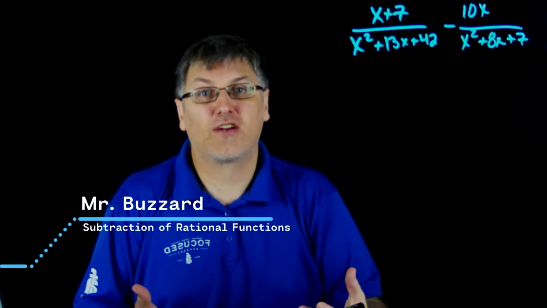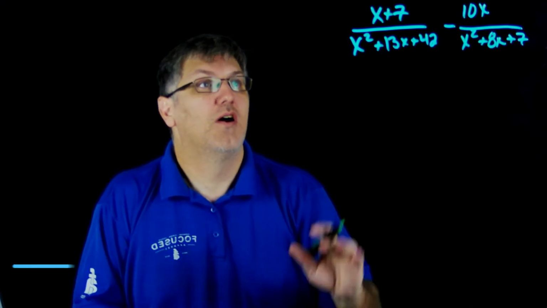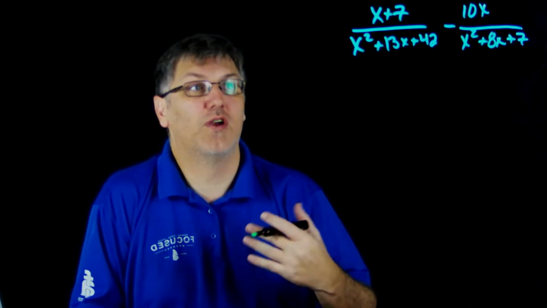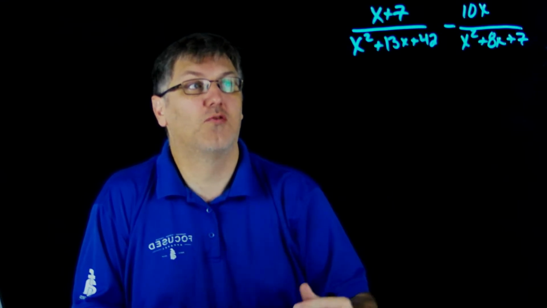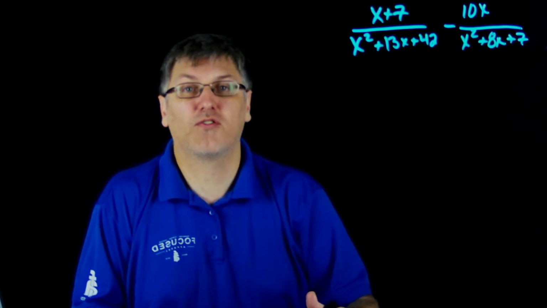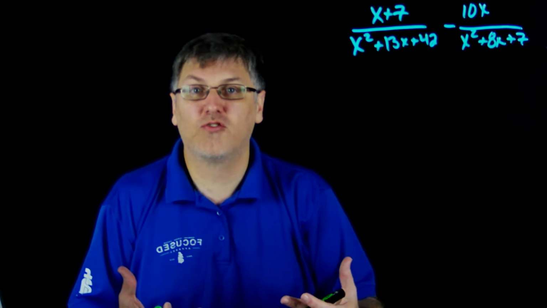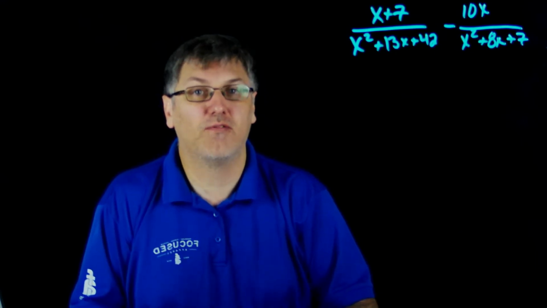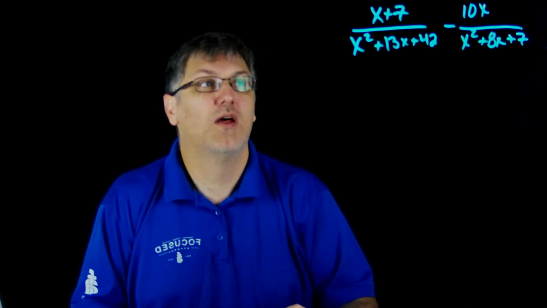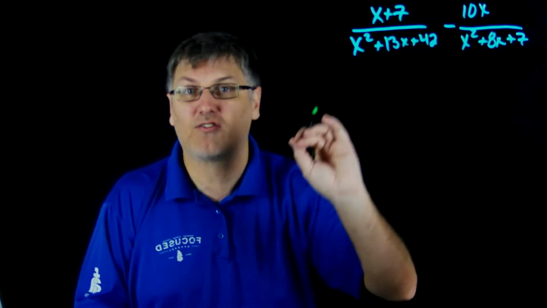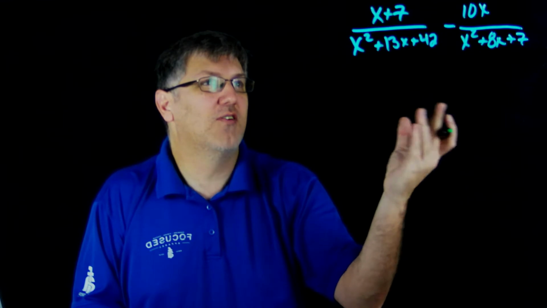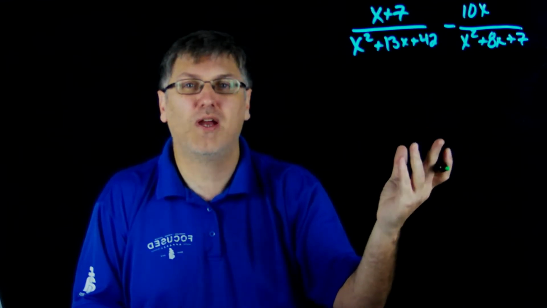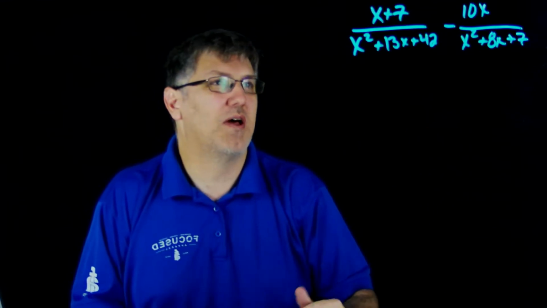So let's do subtraction of rational functions now. Here I have (x + 7) over (x² + 13x + 42) minus 10x over (x² + 8x + 7). Like all our other rational functions, we're going to have to factor everything completely first, before we even dive into this, before we even mess with the rules with fractions and everything else. So let's factor everything, see if anything cancels. If it does, great. If it doesn't, whatever, doesn't matter.